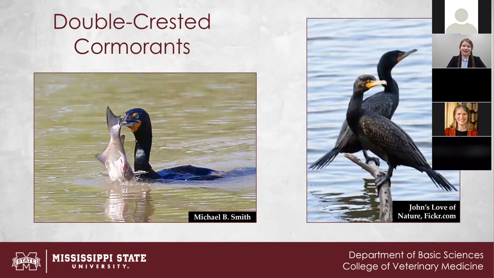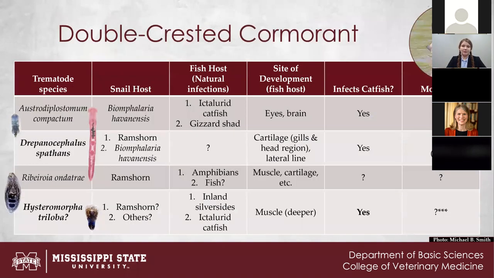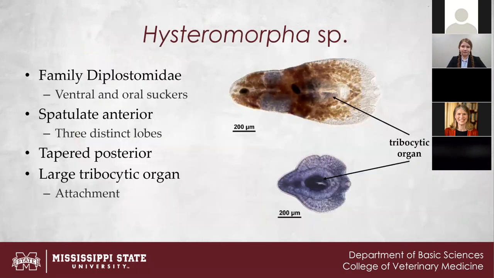Not only do these guys consume an obscene amount of fish relative to their body weight, but they're also the definitive host for multiple trematode species that infect catfish. These species include Ostrodiplostomum compactum, Tylodelphys, Riboroia, and today's topic of discussion, Hysteromorpha. Hysteromorpha is a diplostomid trematode of catfish that is characterized by its spatulate anterior end, tapered posterior end, and its prominent tribocytic or holdfast organ, which is typically used for attachment.